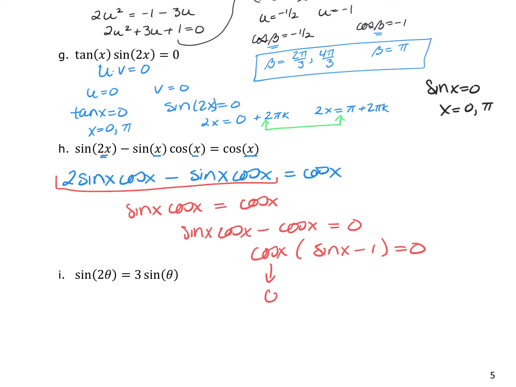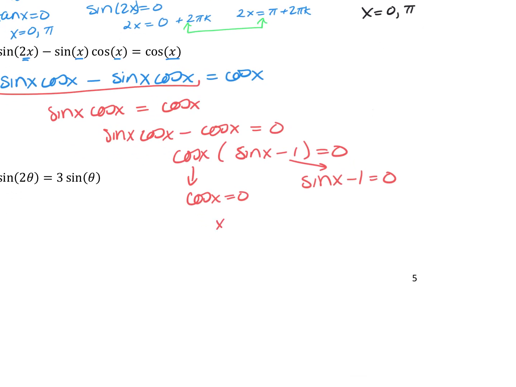That means from here I get the cosine of x is equal to 0, and I get the sine of x minus 1 is equal to 0 from that one. So this one gives me solutions of pi over 2 and 3 pi over 2. This one is the sine of x is equal to 1, so x is equal to pi over 2. If I would have divided each term by the cosine of x, I actually would have lost that solution. So just because you can doesn't mean you should.